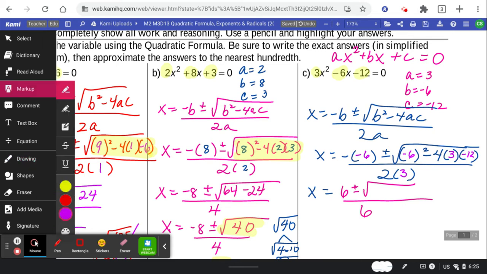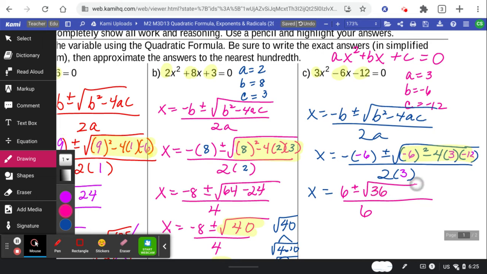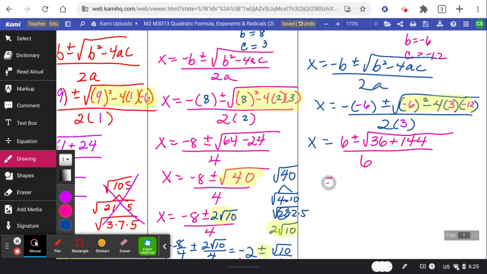In the discriminant, underneath that radical, let's see what we get. Negative 6 squared is a positive 36. 4 times 3 is 12. 12 times 12 is 144. I'm going to split these apart already. All right, so we get 36 plus 144. This is going to be 180. All right, let's go break down this 180.